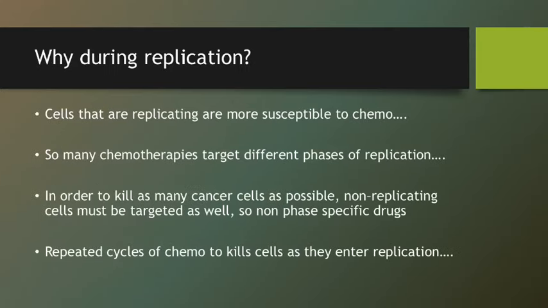Why during replication? They're more susceptible to chemo during replication. We have the types of chemotherapy that try to kill cells during the S phase. They disrupt the S phase, and then other ones that disrupt the M phase. And I'll tell you what, right now, that's all I expect you to know about them.